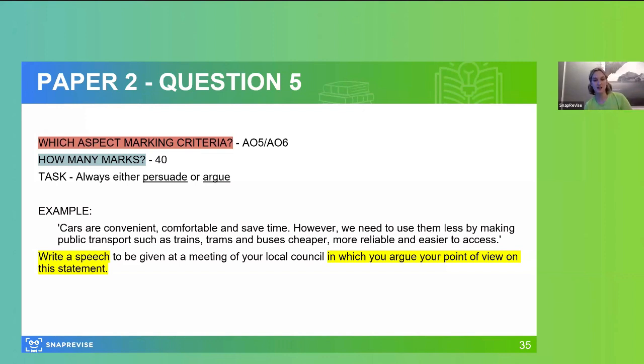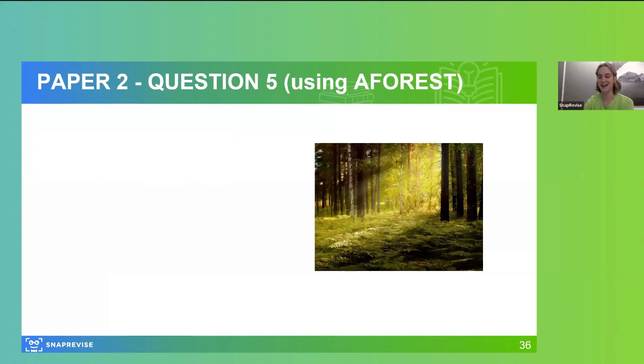The example that I had in the paper that I was looking at was: cars are convenient, comfortable, and safe, and save time. However, we need to use them less by making public transport such as trains, trams, and buses cheaper, more reliable, and easier to access. Write a speech to be given at a meeting of your local council in which you argue your point of view on this statement. So one of the biggest things I can recommend for question 5 is AFOREST.